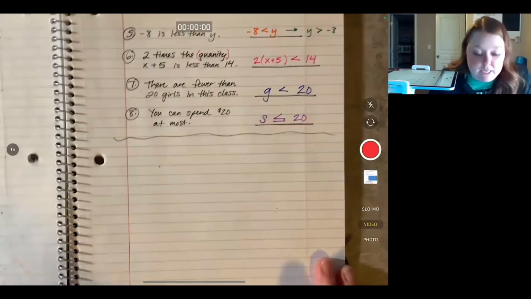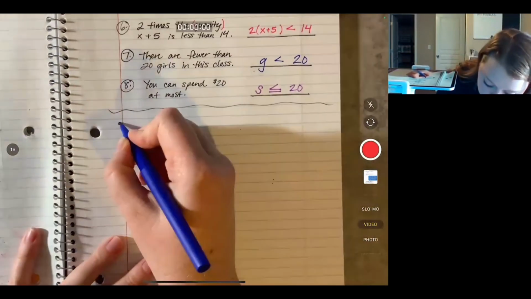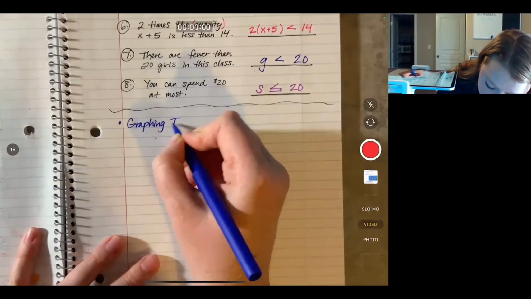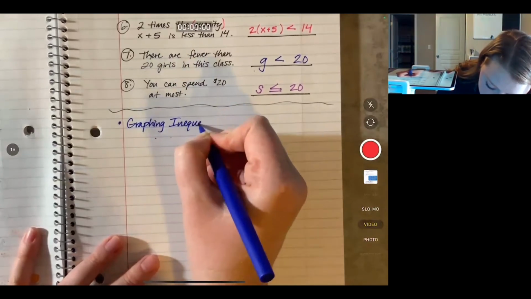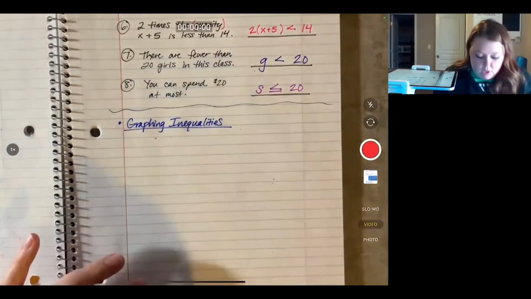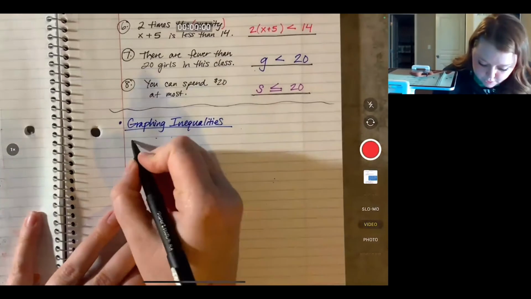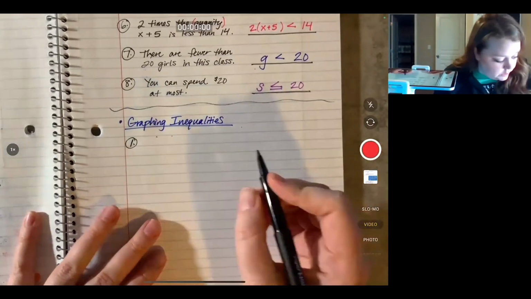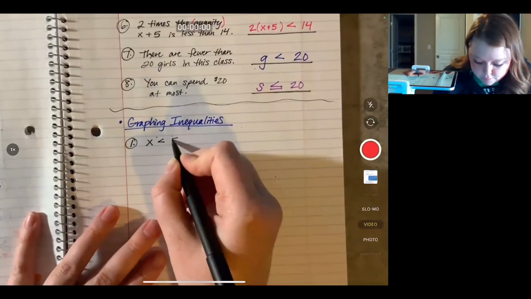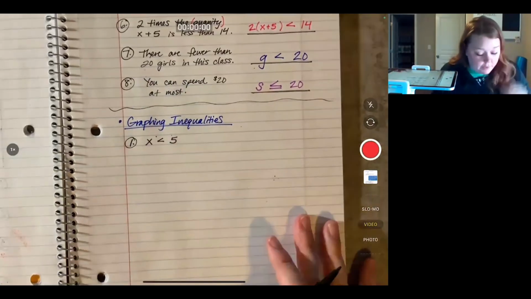And now we're going to get into graphing. Graphing inequalities. Okay, so graphing. Here's our first graphing problem. So here's your inequality. X is less than 5. X is less than 5. All right.